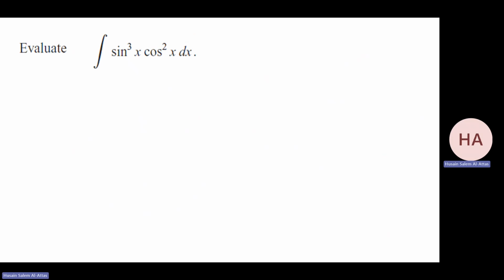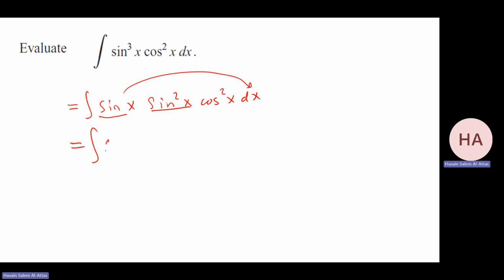Okay, sine cube, cosine square. I have sine is odd. This is what I need. That will be sine x. Then I have sine square x cosine square x dx. I rewrite the sine, and this is how I take it with the dx. So I have sine square, which is what? 1 minus cosine square x cosine square x. Then I have sine x dx.